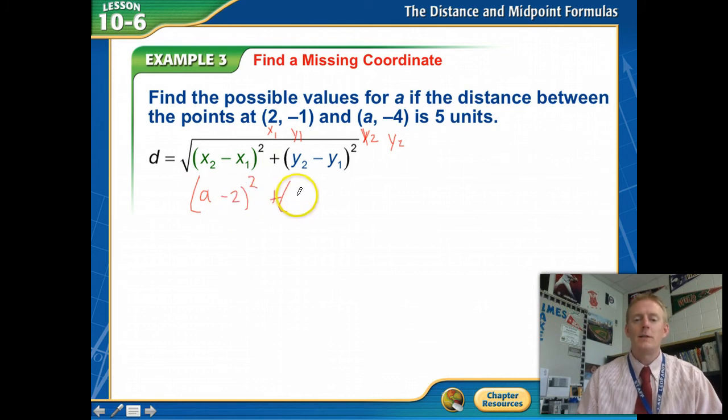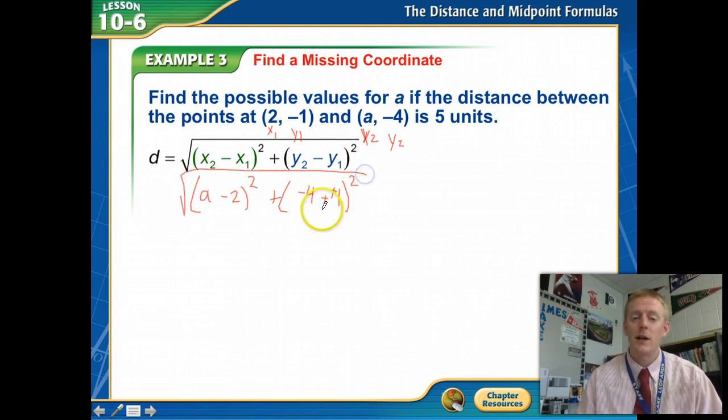My y2 was a negative 4, and my y1 was a negative 1. Notice we had to subtract a negative there, so it's important to keep those signs. A minus a minus in our world makes a positive sign, or two negatives make a positive. So we go through the work here.